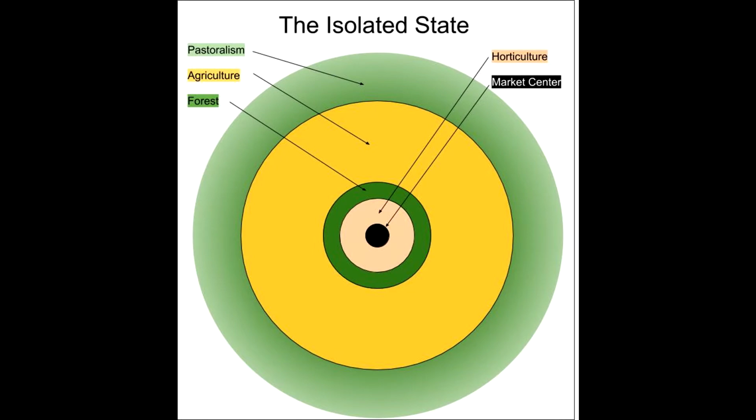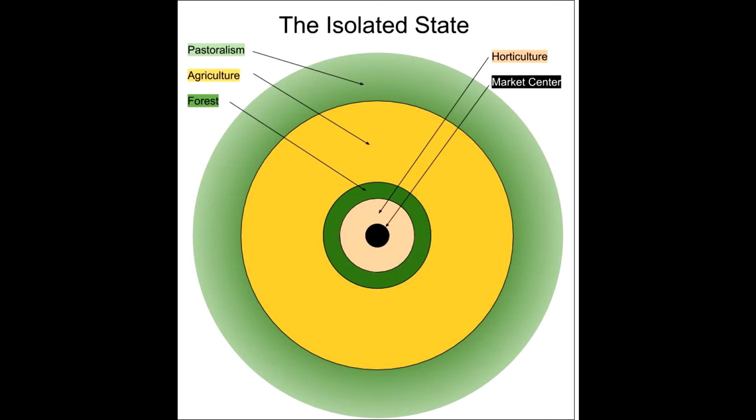End of image description. The main feature of this entire model is that the intensity with which the land is utilized rises as you approach the market center because of the importance of transport costs. Low density use, like pastoralism, is pushed to the outside, while very high density use, often labor, infrastructure, or cost intensive, is pulled to the center.